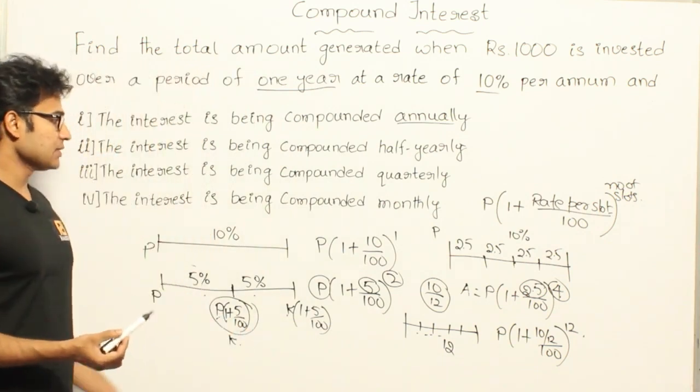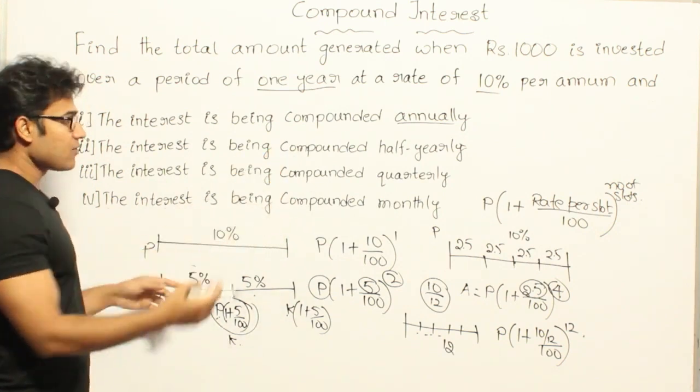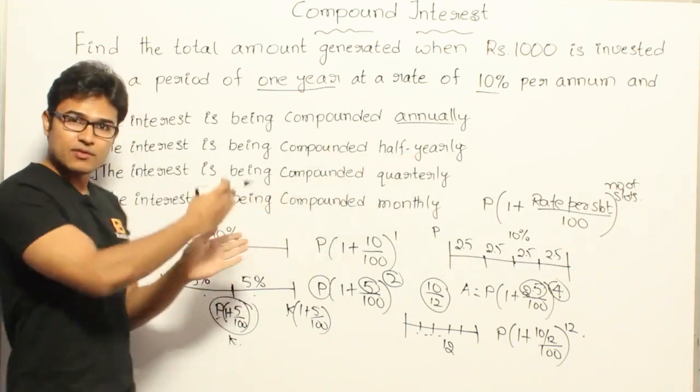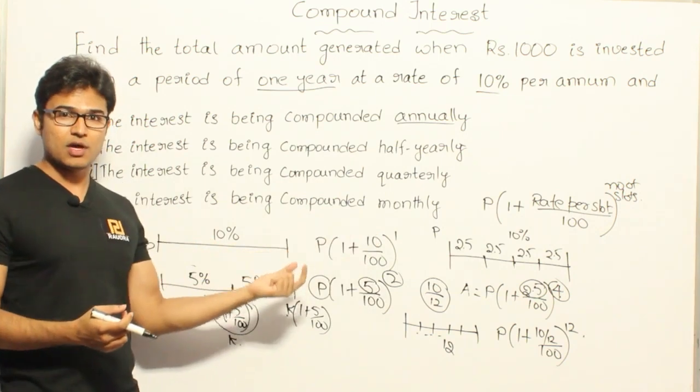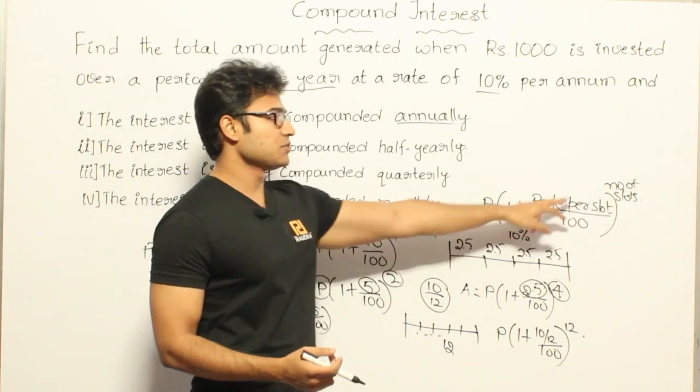So that is how you are supposed to solve it. The generic method is to find out the total amount of time for which the amount is invested, and find out when it is going to get compounded. Depending on this time period, divide the time slots and find out the number of slots, and also find out the rate per slot. Once you get these two numbers, you can directly substitute here.